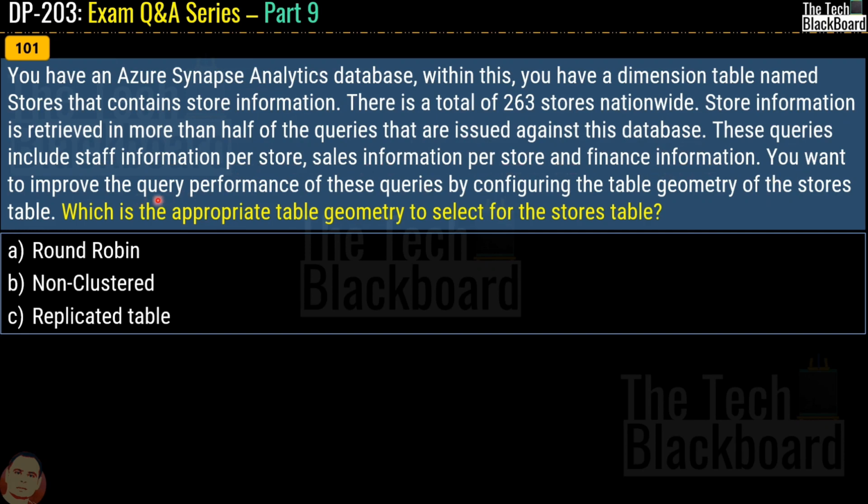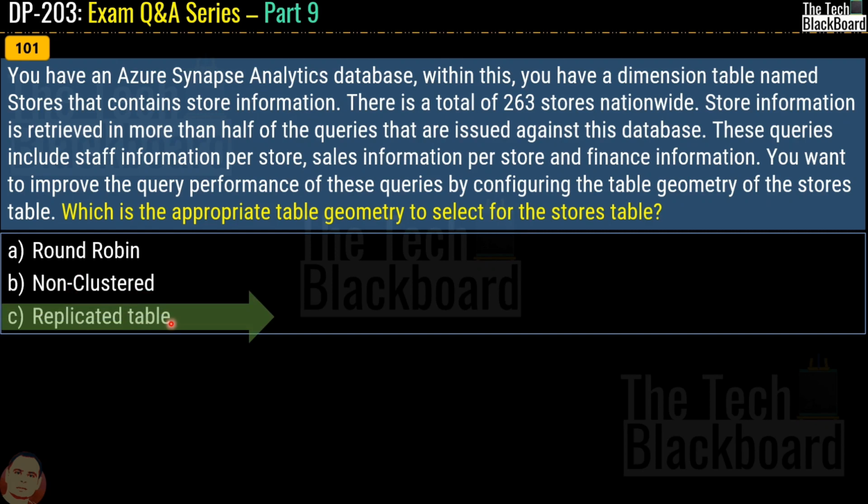You want to improve the query performance of these queries by configuring the table geometry of the stores table. Which is the appropriate table geometry to select for the stores table? Your options are round robin, non-clustered, or replicated table. The correct answer for this question is option C, replicated table.